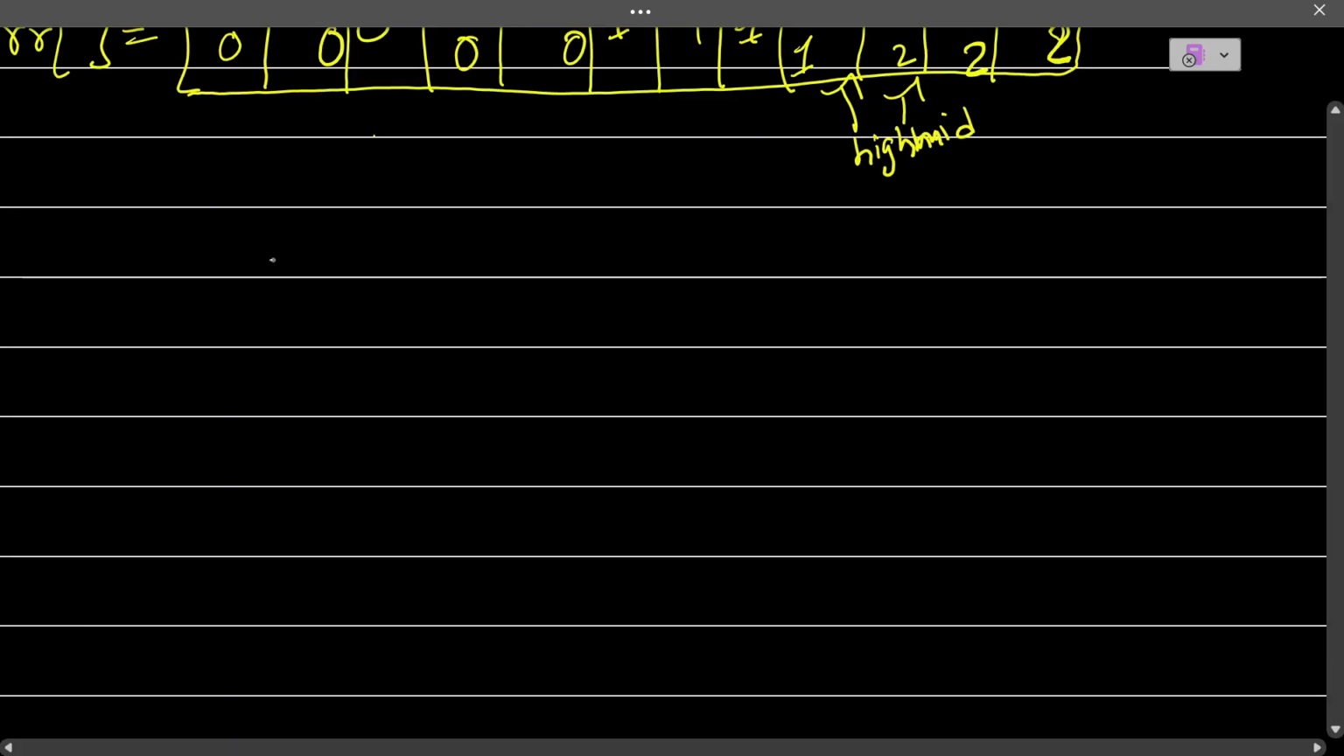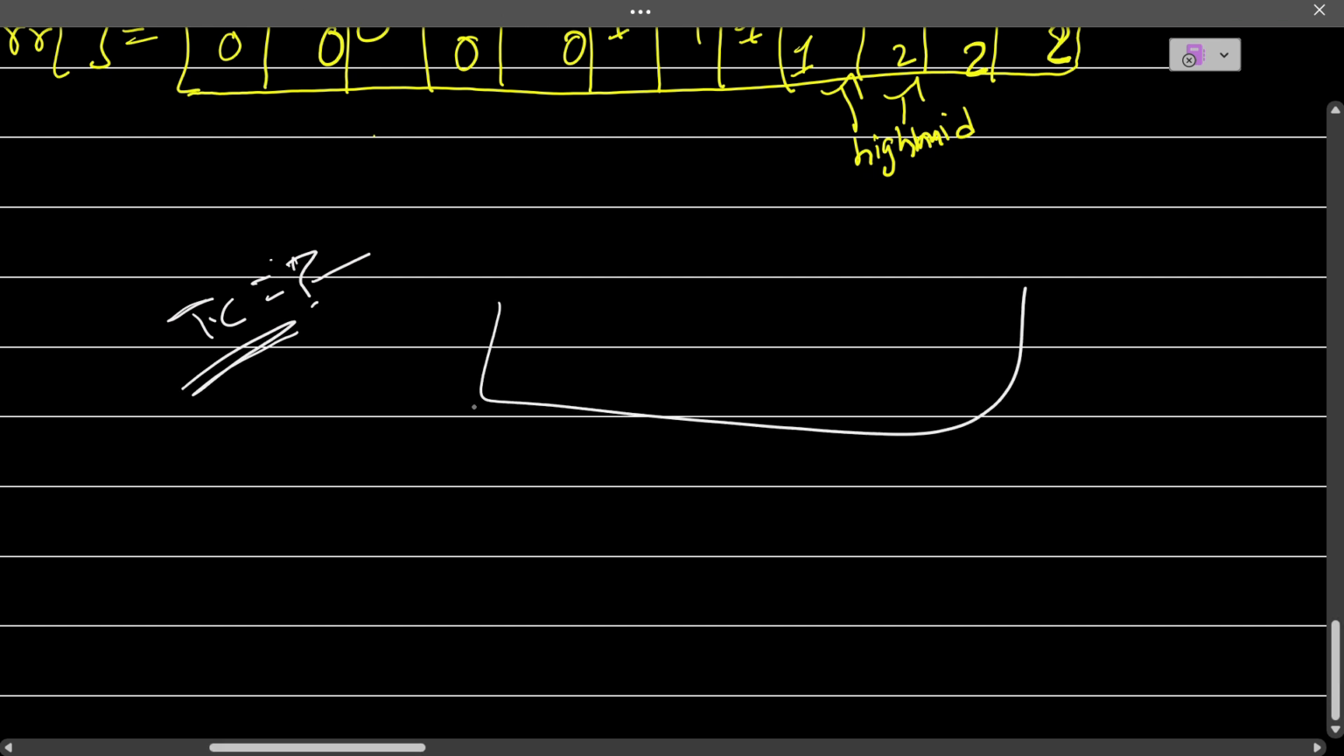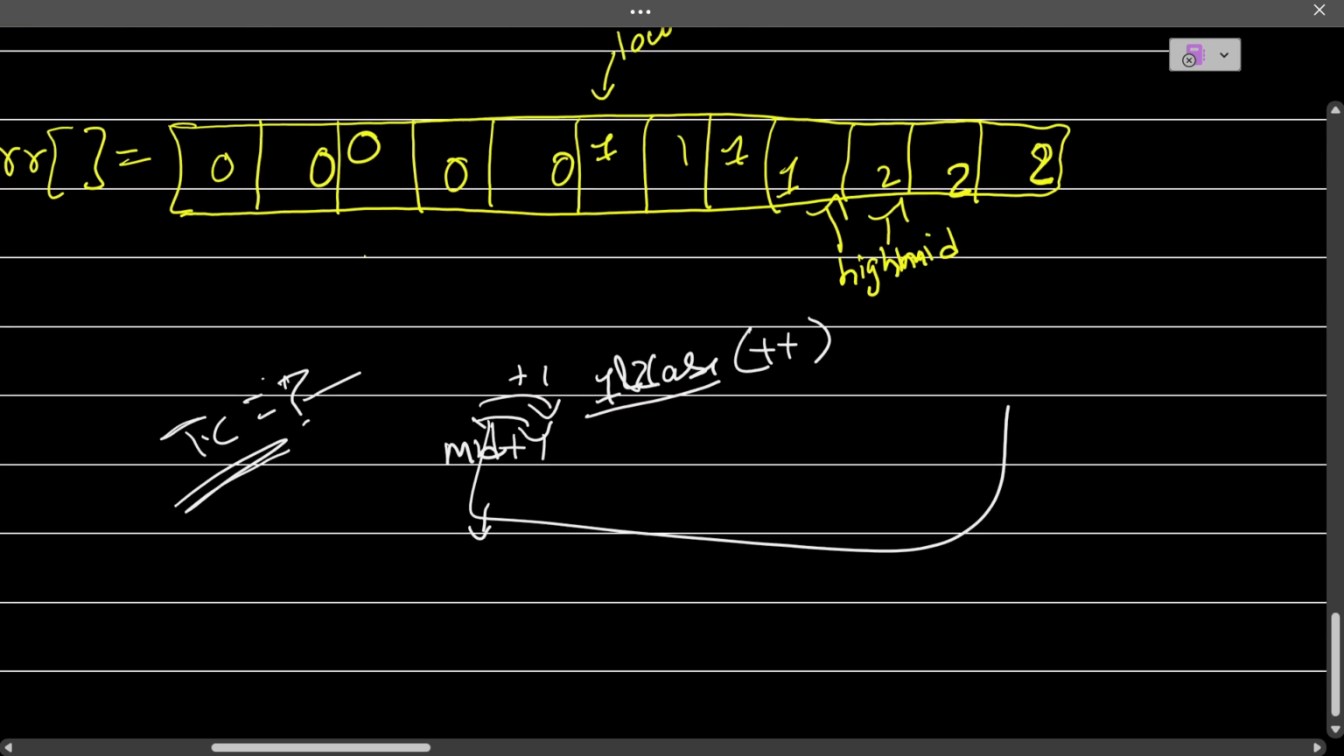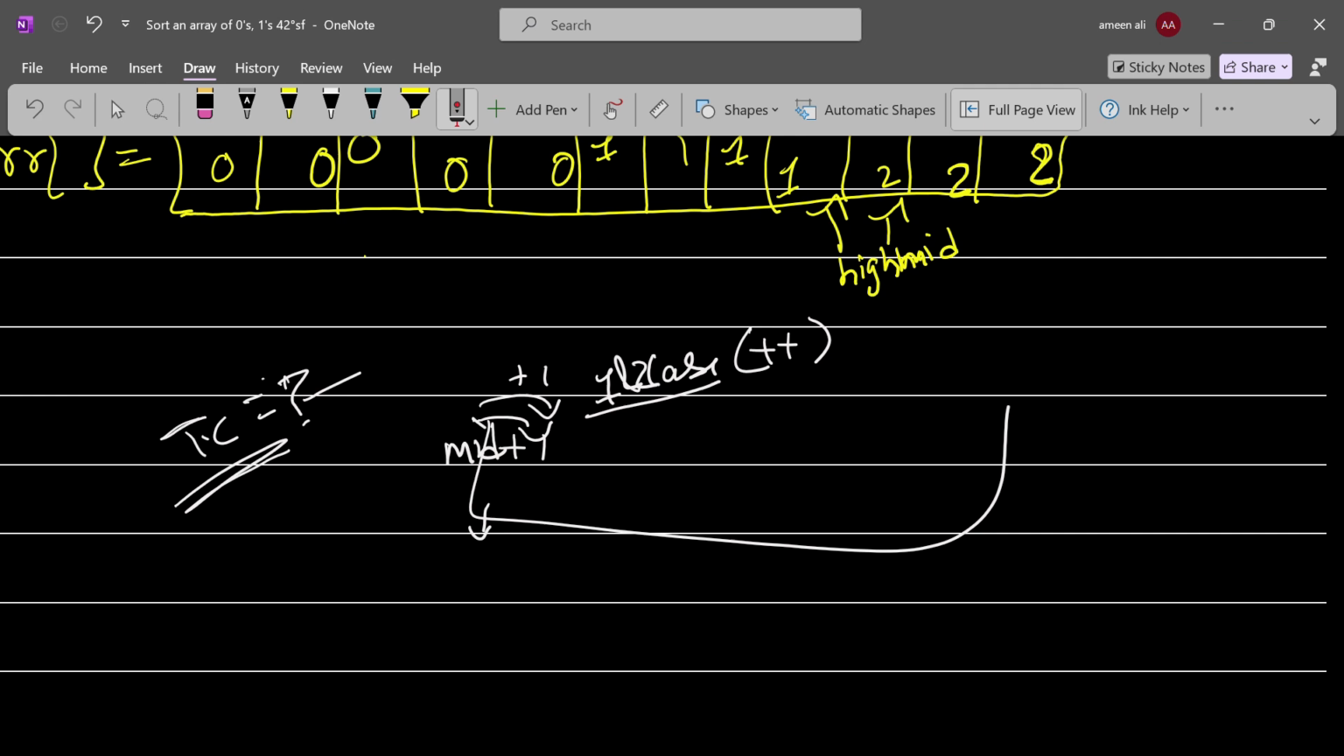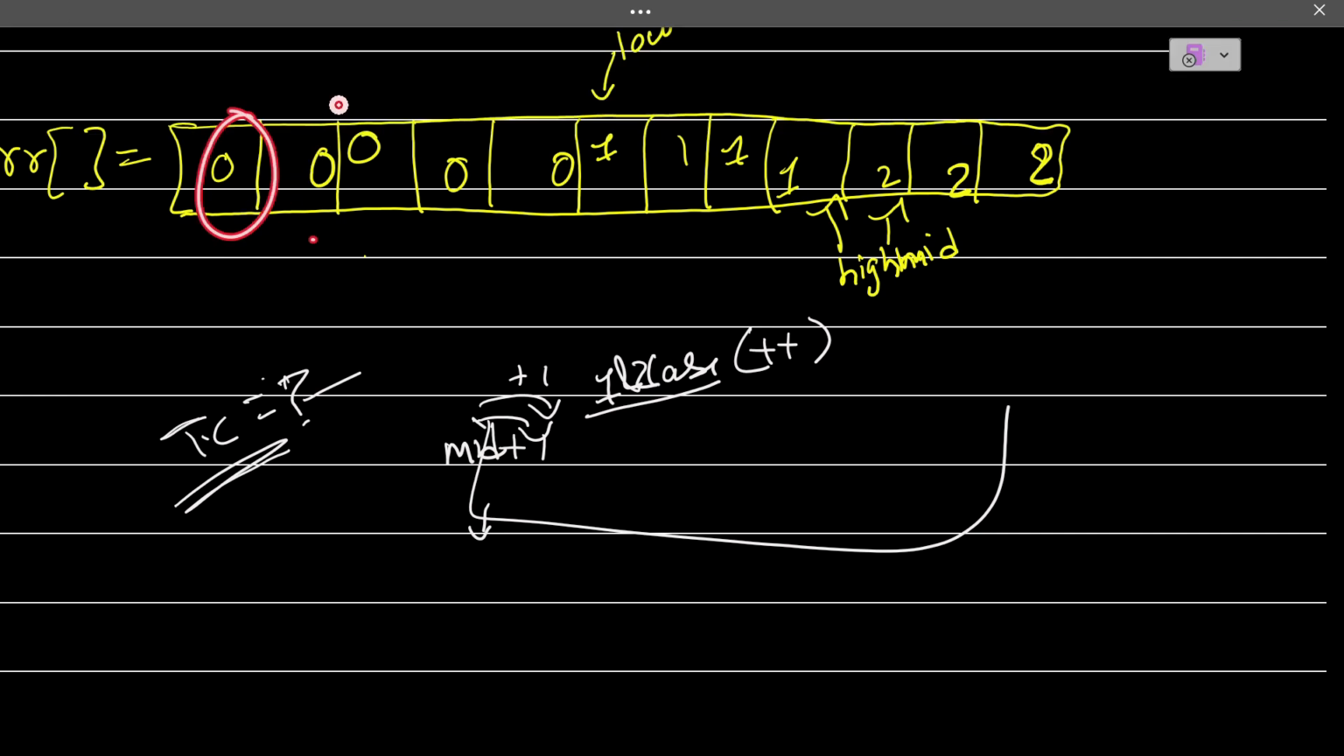So let us quickly analyze the time complexity and how it's going to work. Let's try to understand what we have done here. In the first case and second case, what do we do? We increment the mid. In the first case, once we increment the mid, the 0 is sorted. Then the first element is sorted.